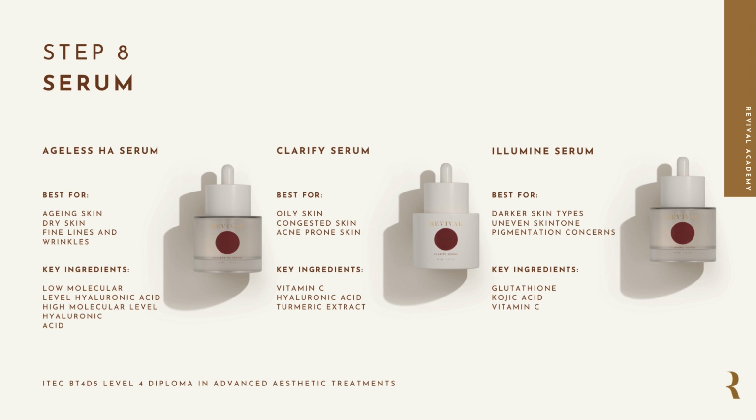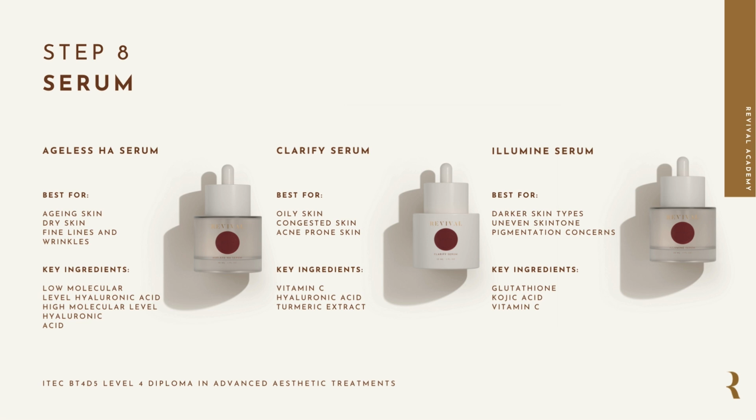You have a choice of 3 different serums, and they have all been formulated to treat specific skin concerns. And as you can see, we have the Ageless HA serum, that's for dry aging skin. Then we have the Clarify serum, that's for the oilier, congested, acne-prone skin types. And finally, the Illumine serum, that's designed for the darker skin tones that have hyperpigmentation concerns.